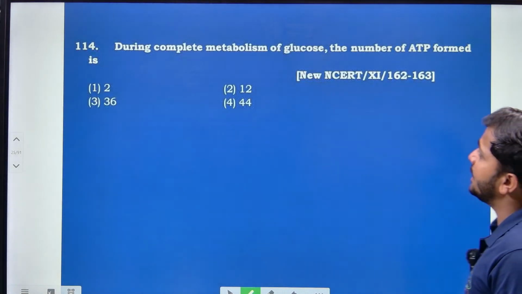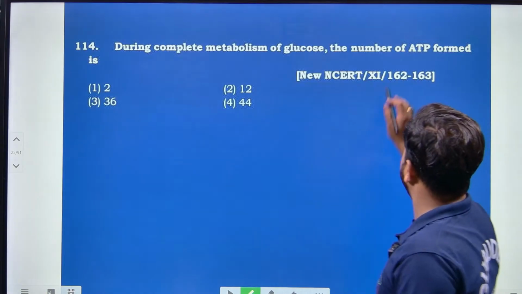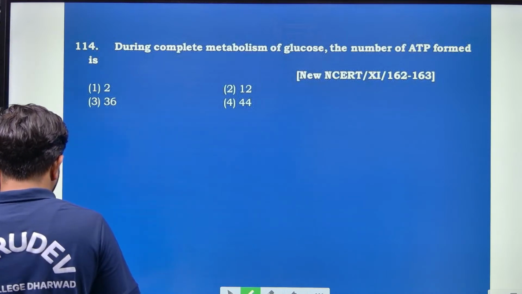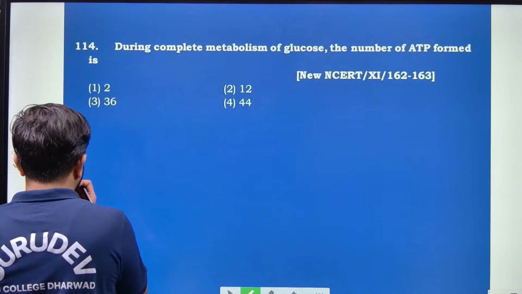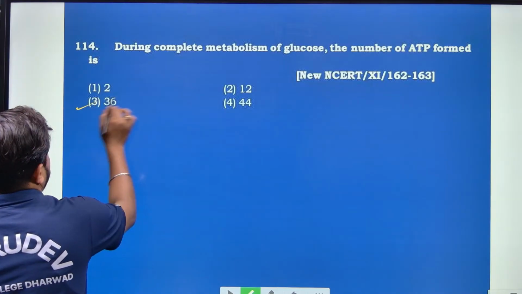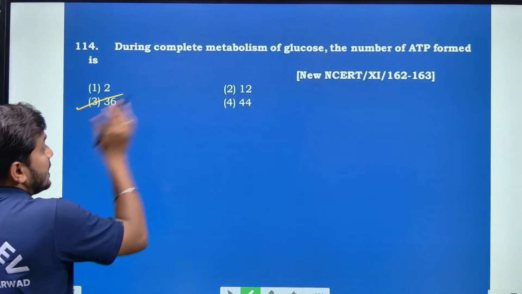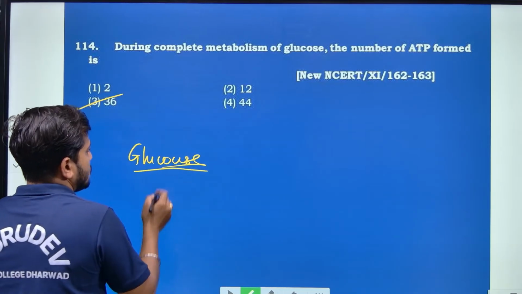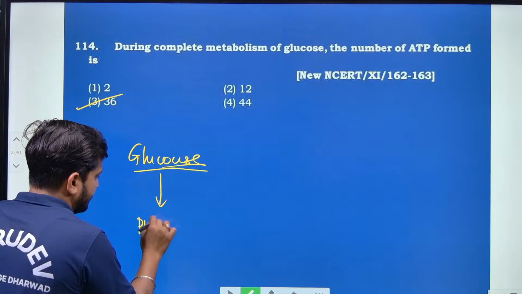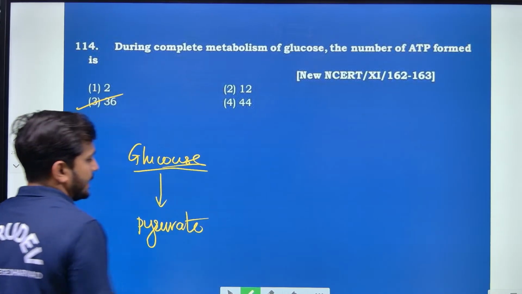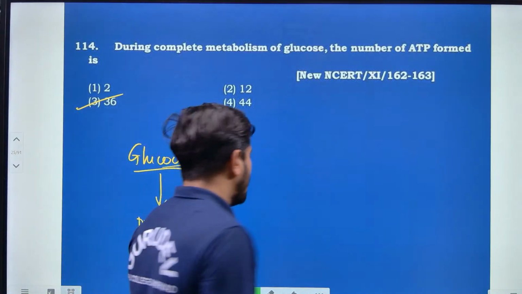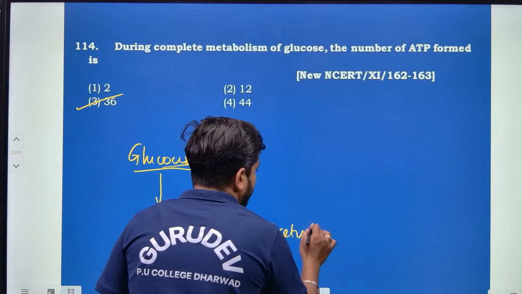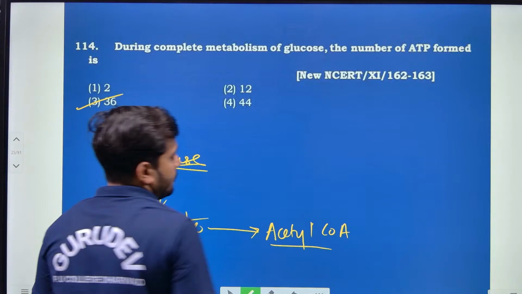Then, during the complete metabolism of glucose, the number of ATP formed is, right? During the complete metabolism, the total ATP formed will be 36, because here they are including complete metabolism. Now with respect to glucose, glucose will break down into pyruvate, right? Then by means of pyruvate dehydrogenase, it will be converted into acetyl CoA, right? We call it substrate level phosphorylation, right?